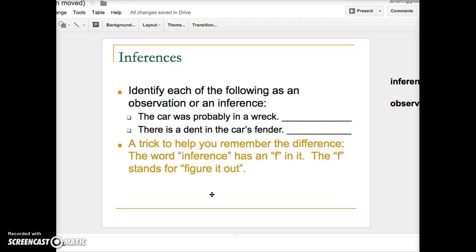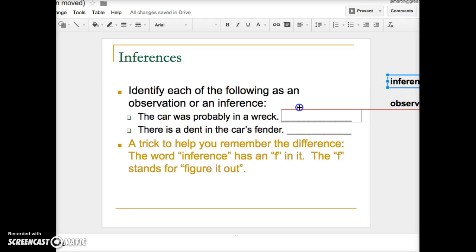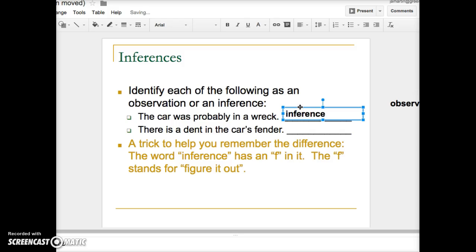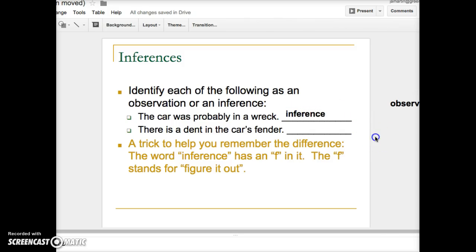All right. The car was probably in a wreck. That is going to be an inference. We don't know if it was in a wreck. That's a judgment that we're using. We have no clue if that's true. That's our guess. There is a dent in the car's fender.